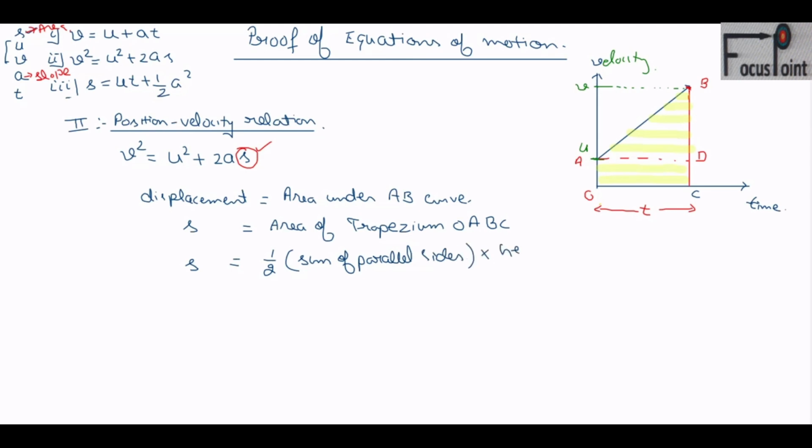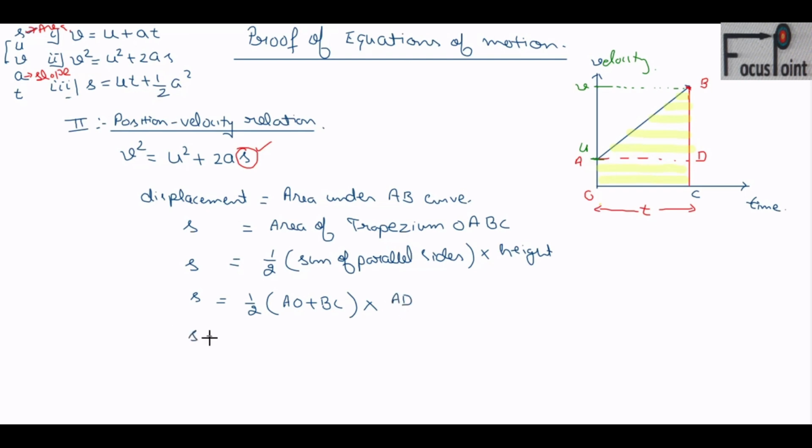Sum of parallel sides. I think if you remember, this is the area of the trapezium: half into sum of parallel sides into height. Now which are the parallel lines of the trapezium? AO and BC are the parallel lines. And what is height? Height is always the perpendicular distance between the parallel lines. So height would be AD of the trapezium.